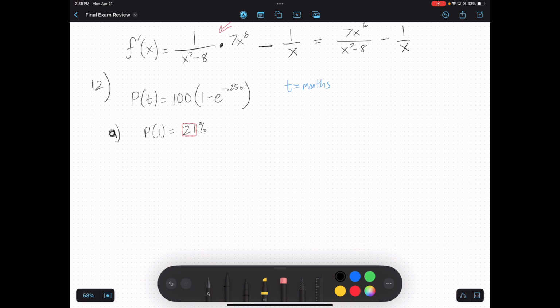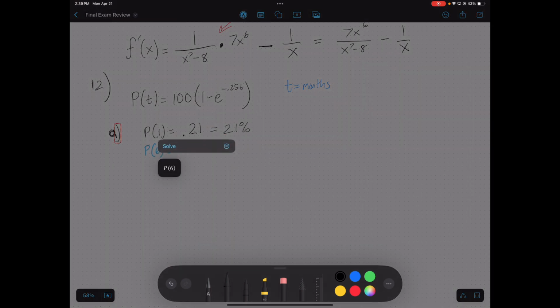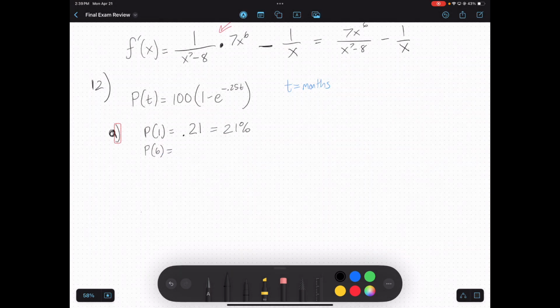Well, sorry, let me rephrase that. I get 0.21 something. But because P represents a percentage, I can go ahead and convert that to a percentage. Okay? And then it asks the same question, but after 6 months, which is just P of 6. And I get 0.75 something.